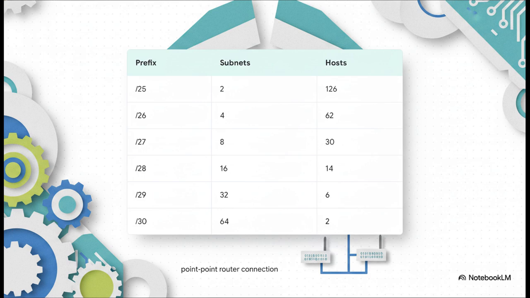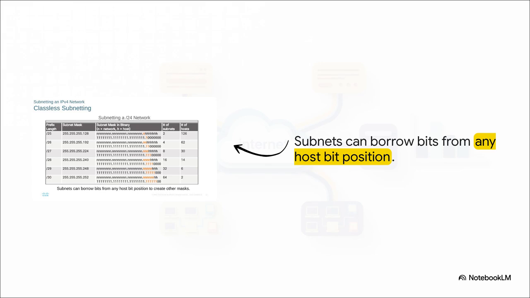A /25 gives us 126 hosts. A /26 gives us 62. We can even create a highly customized mask like a /30, which leaves exactly 2 host bits. That gives us exactly 2 usable hosts, which happens to be the perfect, secure, and efficient size for a simple point-to-point router connection. And this right here perfectly illustrates the ultimate trade-off in all of network design.